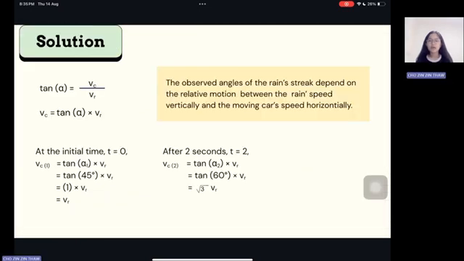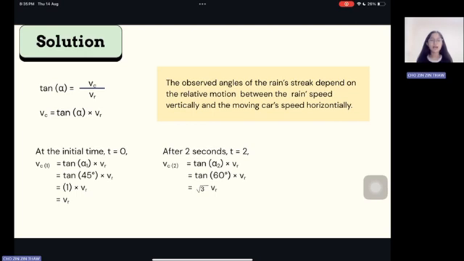So the angle the ring streak makes with the vertical is determined by tan alpha equals the velocity of the car Vc divided by the velocity of the ring Vr, where alpha is the angle of the ring streak. By rearranging the formula, Vc is equal to tan alpha times Vr.